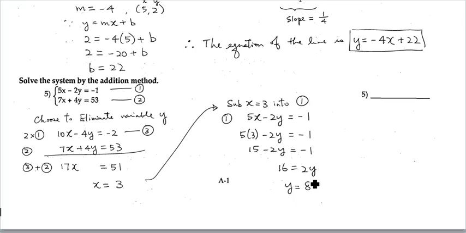Are we done? One more step. Answer the question clearly. Therefore, the solution is x comma y, which is equal to 3 comma 8.